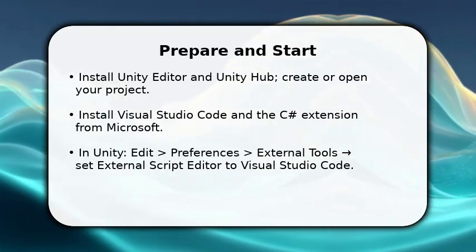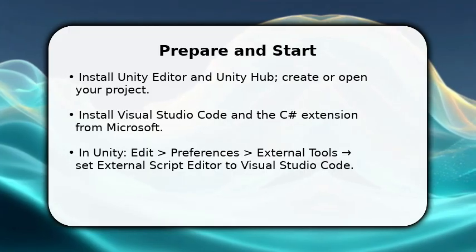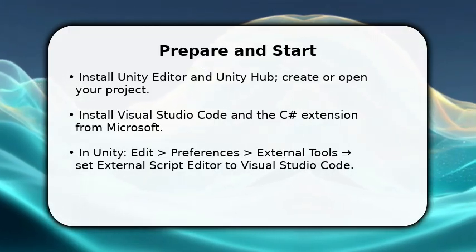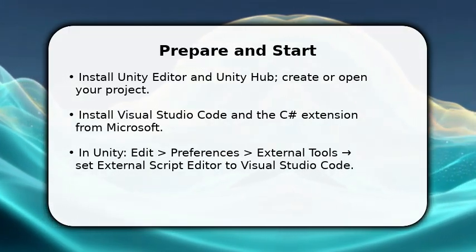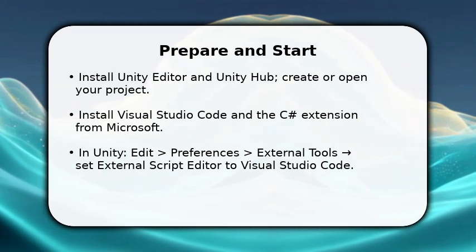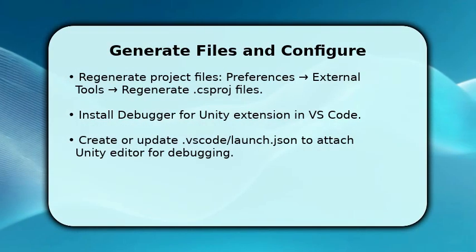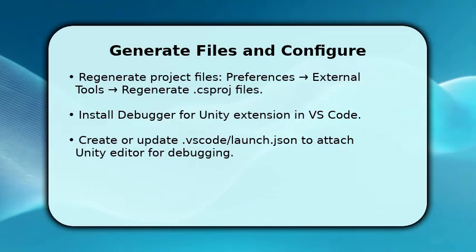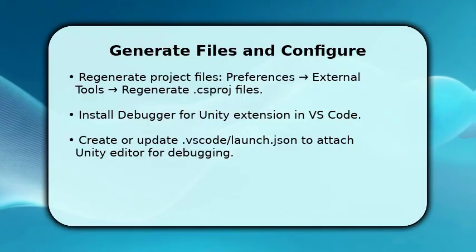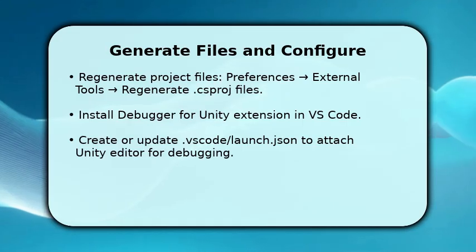Once done, double-click any script in the project window to open the solution. Make sure the SLN loads cleanly so IntelliSense can start indexing. Next, you generate and align the project files so VS Code and Unity speak the same language. In Unity's external tools, check all relevant boxes and click Regenerate Project Files so CSproj and SLN reflect your packages.